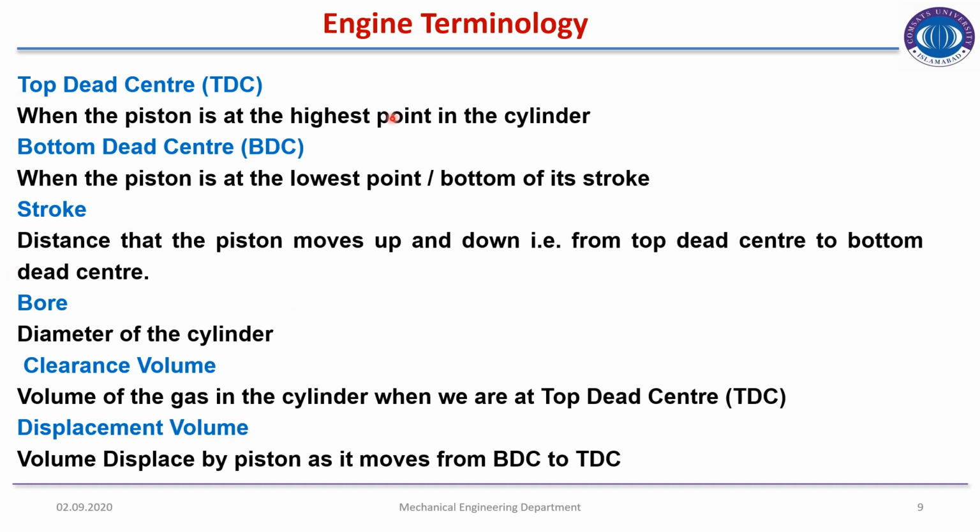Now physically you have seen, I have shown you the schematic diagram of the engine and the animation of the engine. Now the definition of some of the important terminologies. So top dead center, TDC, is when the piston is at the highest point in the cylinder. When the piston is at the lowest point, this is called bottom dead center, and when the piston is at the top point, this is called top dead center.